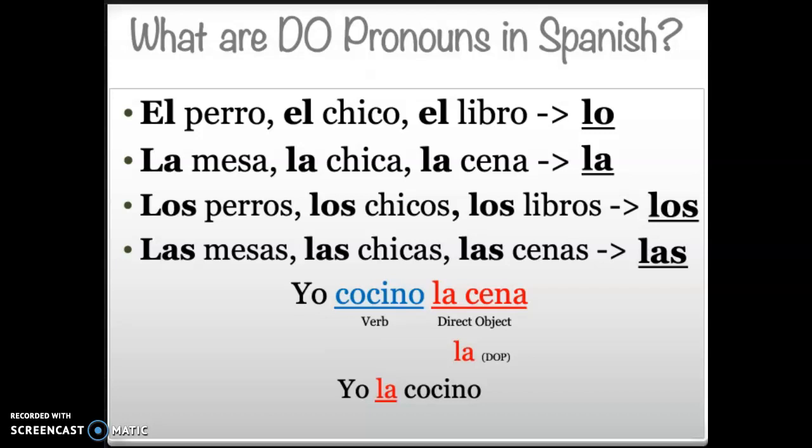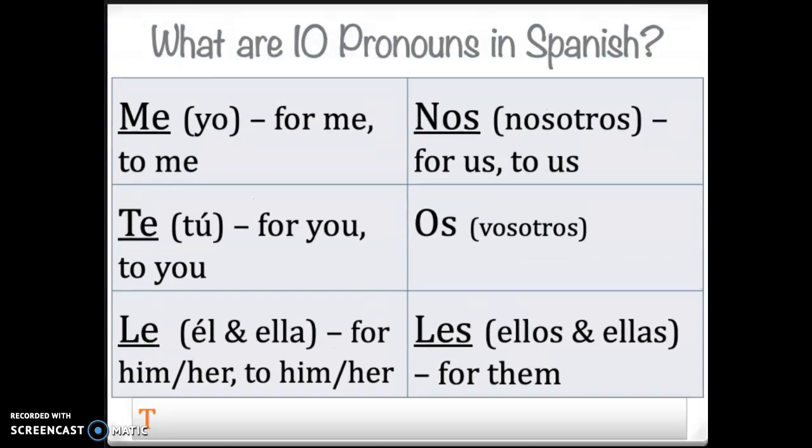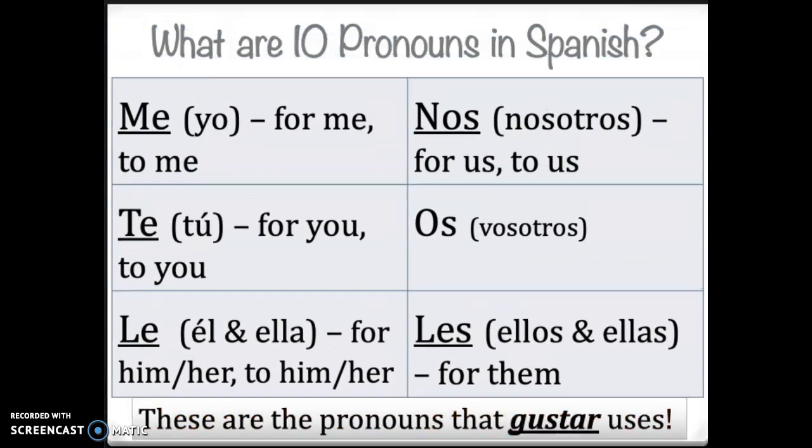Now that we have reviewed the direct object pronouns, let's review the indirect object pronouns. What are the indirect object pronouns? Indirect object pronouns are me, te, le, nos, os, les. If you remember from Spanish 1, these are the same pronouns we use for the verb gustar.